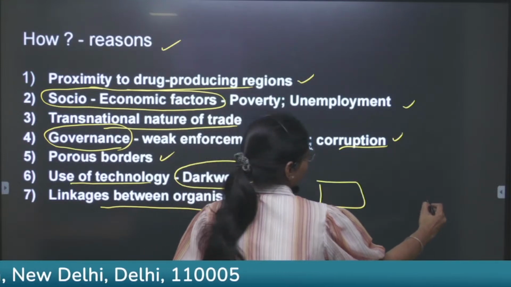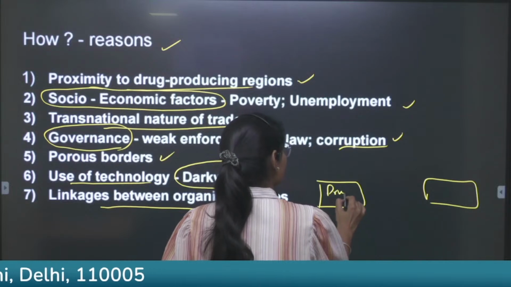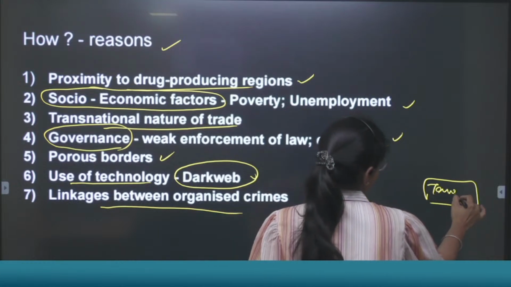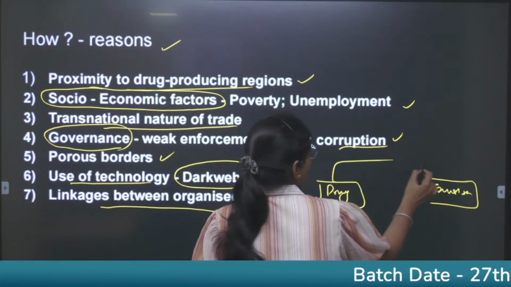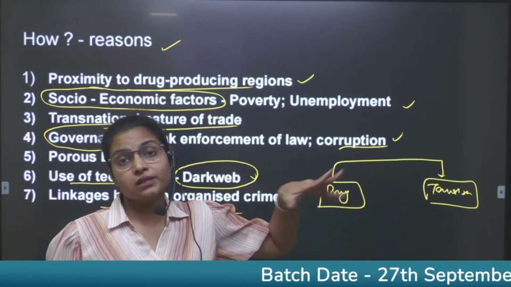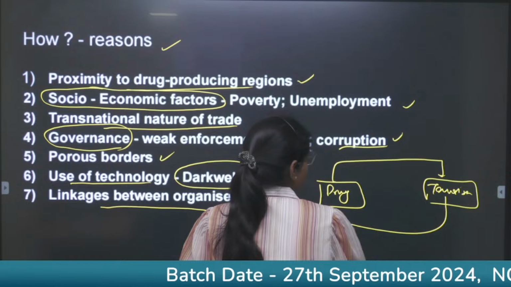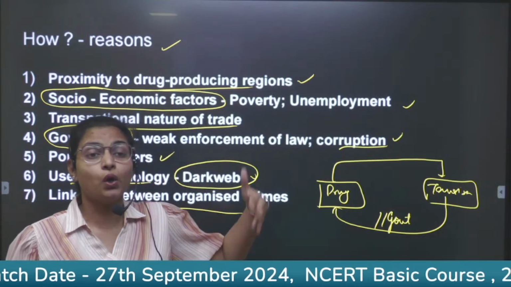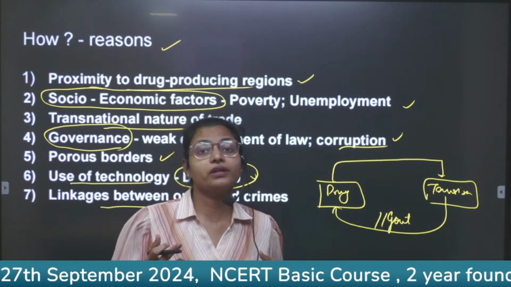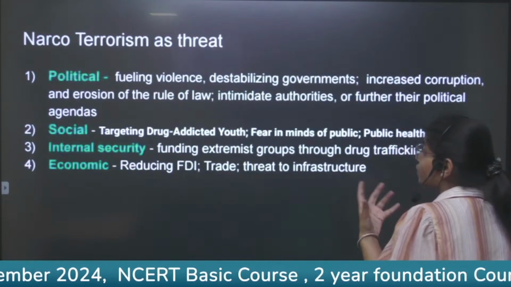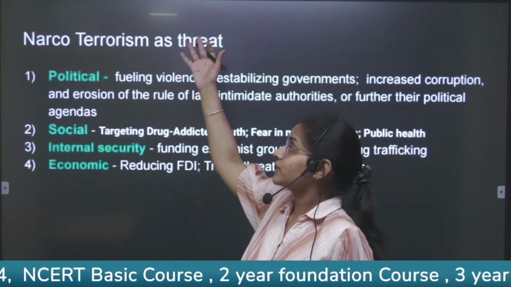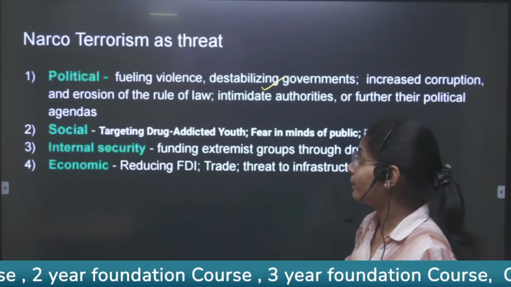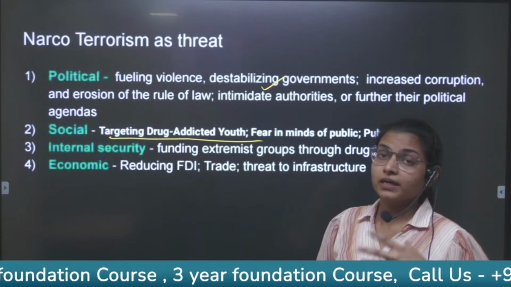And now you can make a diagram also, like organized crime on one side and terrorism on the other side. You can show how, through drug trafficking, terrorism gets the money, and terrorism provides a parallel government and safe shelter to them so that they can continue their organized crime. So they are sharing logistics with each other, due to which they are able to continue. And then obviously you can tell why it is a threat: there are political reasons, as it can destabilize the government. It is also targeting drug-addicted youth.